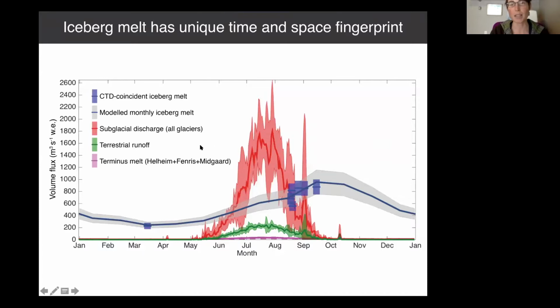But you can really see that all of these factors are responding to high air temperatures. All of them are peaking in the summer, and really it's our air temperatures that are controlling the melt signal for all three of these elements. And that's in stark contrast to what we get from icebergs. Here, we have our modeled monthly iceberg melt, which is our blue line with our gray zone of uncertainty, and we've added our CTD coincidence iceberg melt calculations.